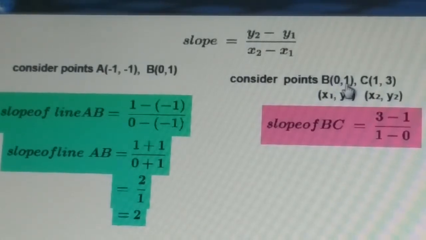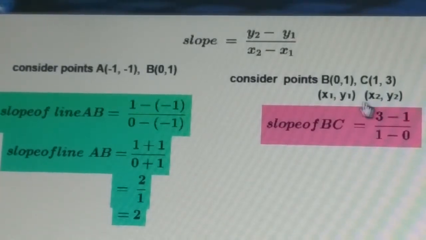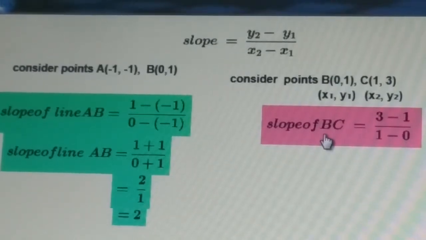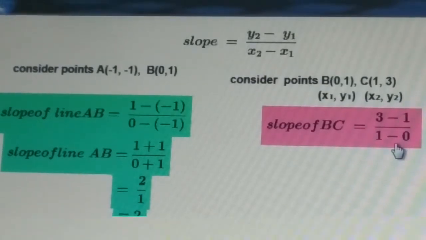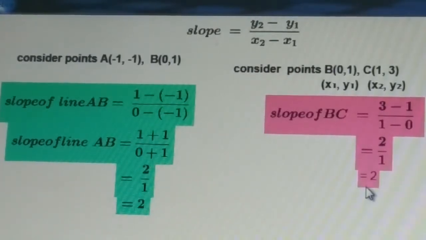Coordinates of B are (0, 1) and coordinates of C are (1, 3). Let us assume that coordinates of B are x1, y1 and coordinates of C are x2, y2. So, putting values of x1, y1, x2, y2 in the slope formula, we get slope of BC is equal to 3 minus 1 upon 1 minus 0, that is 2 upon 1, and thus we get slope of BC is 2. Here slope of AB is also 2 and slope of line BC is also 2.